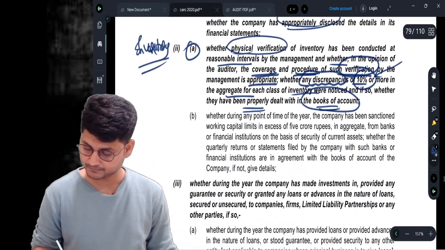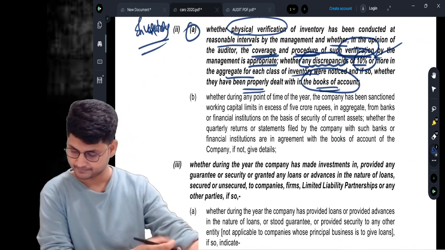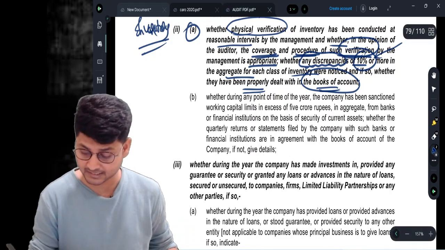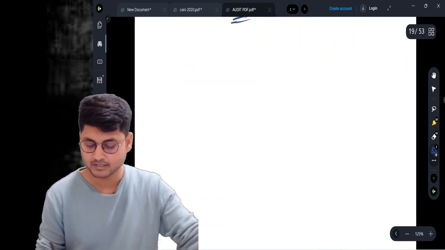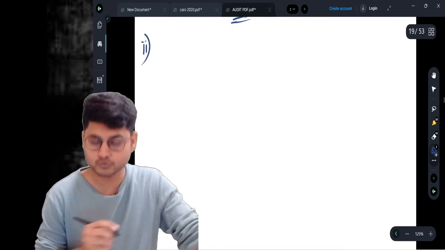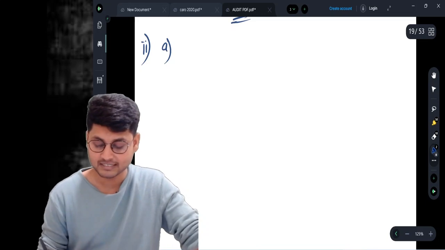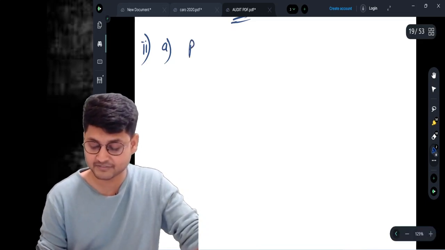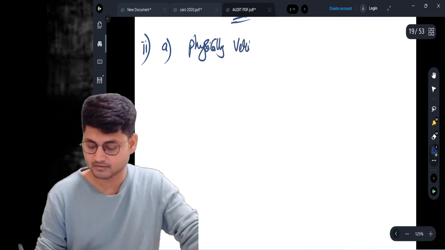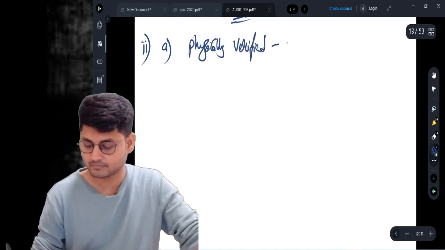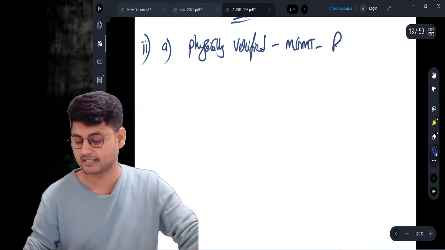Okay, let me go here. See, let us form the notes also for this. Important, very important. Okay, clause 2, subclause A. What is subclause A talking about? Subclause A is talking about whether the inventory is physically verified, by whom? By management, at reasonable intervals or not.